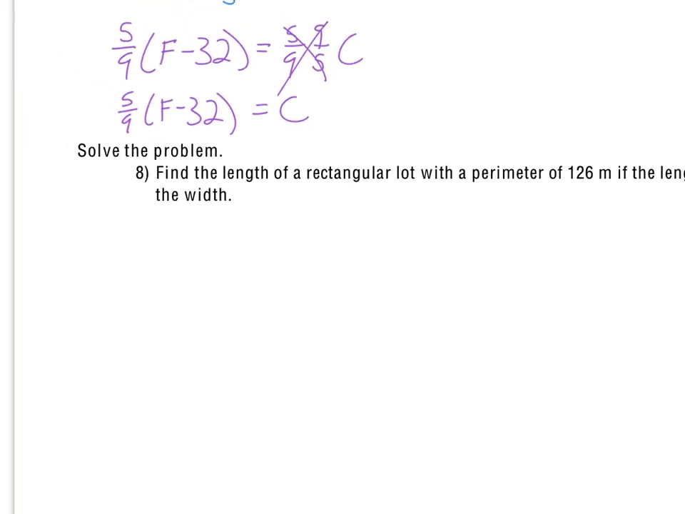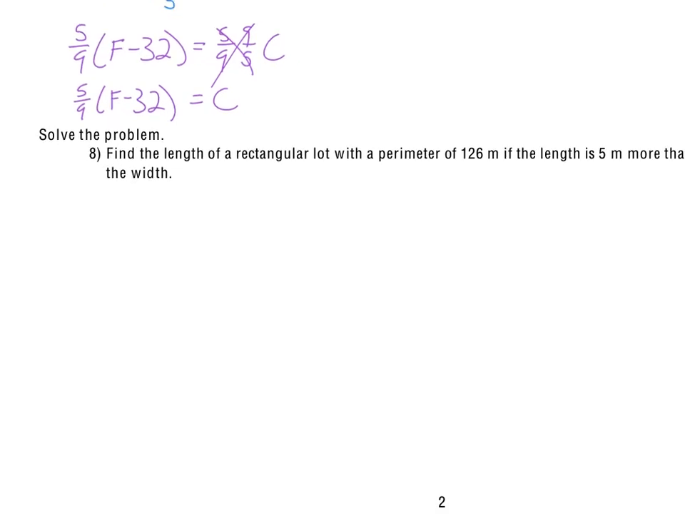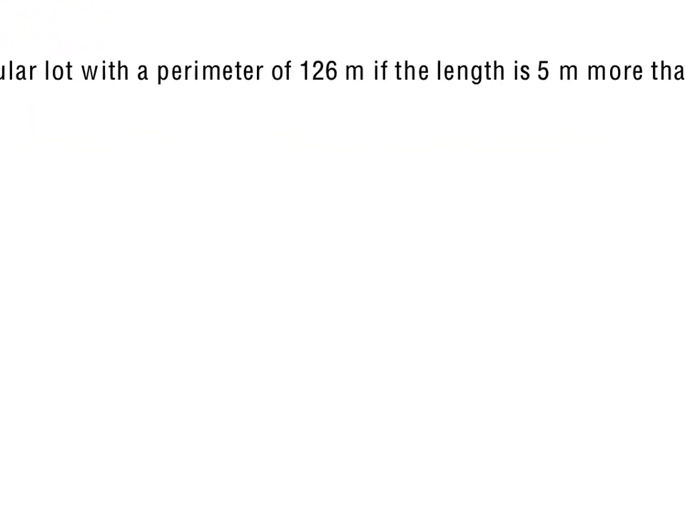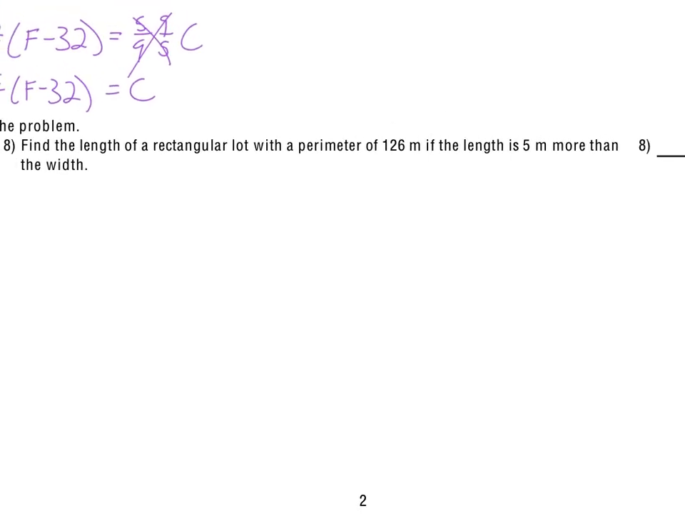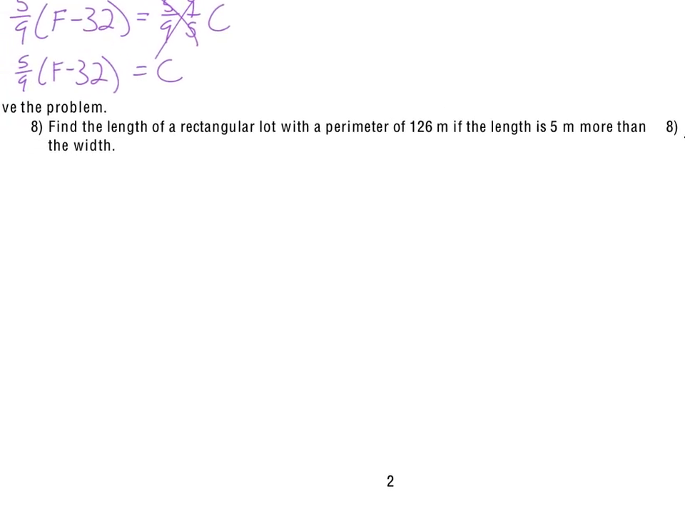Okay, number 8, a little bit of a word problem. Zoom out a little bit so we can actually see the whole question. Find the length of a rectangular lot with a perimeter of 126 meters if the length is 5 meters more than the width. So for a rectangular lot, the perimeter would fit this formula, 2L plus 2W.